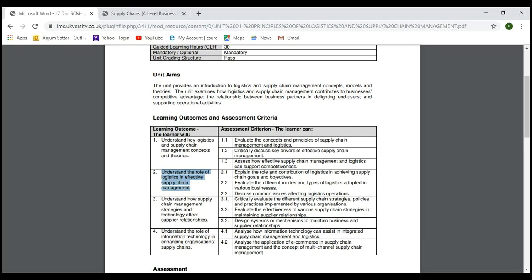So today we'll go through LO2, our learning outcome 2, which has 3 assessment criteria. Explain the role and contribution of logistic in achieving supply chain goals and objectives: how logistic can play a role in achieving the organization's overall objective. Evaluate different modes and types of logistic adopted by various businesses: modes of transport or modes of supply that different businesses adopt to achieve their objective. And we'll discuss the common issues that organizations and businesses are facing nowadays in their supply chain management. That's what we'll be focusing on in our lesson today.